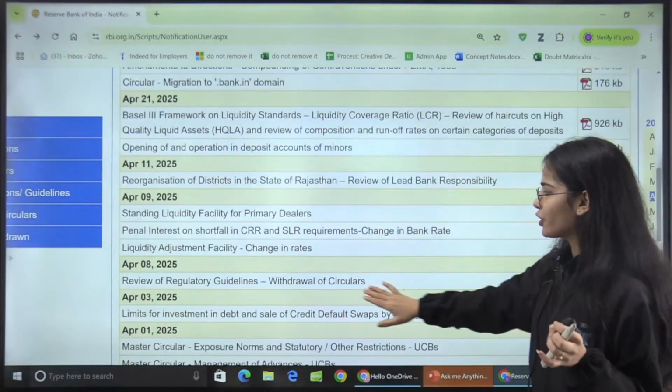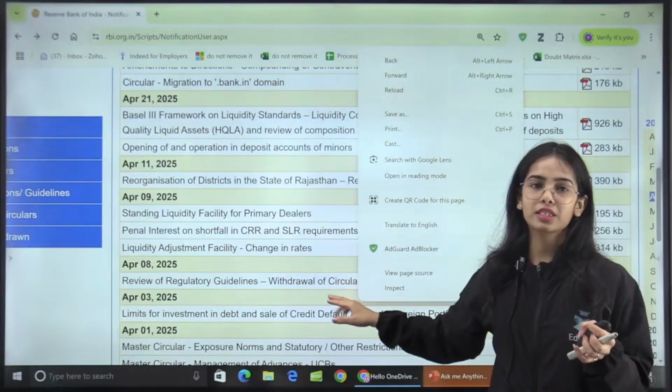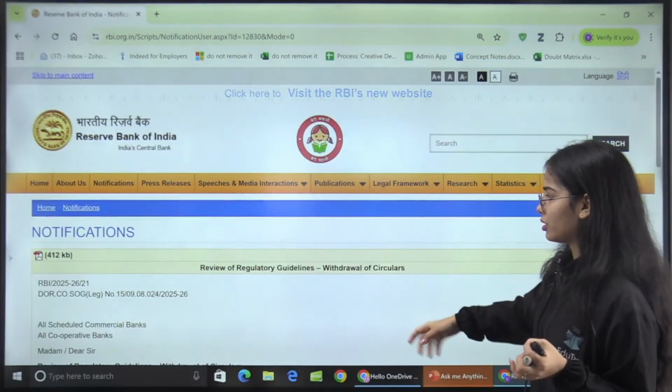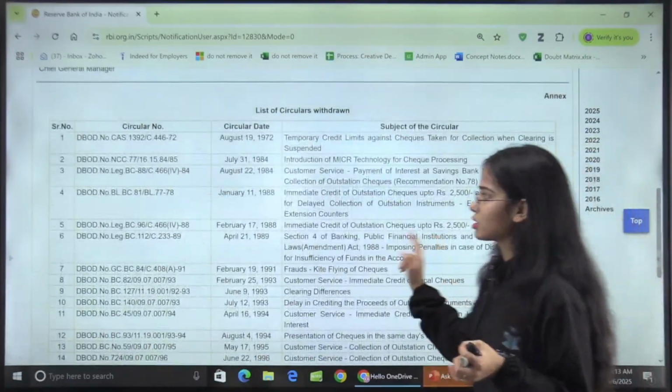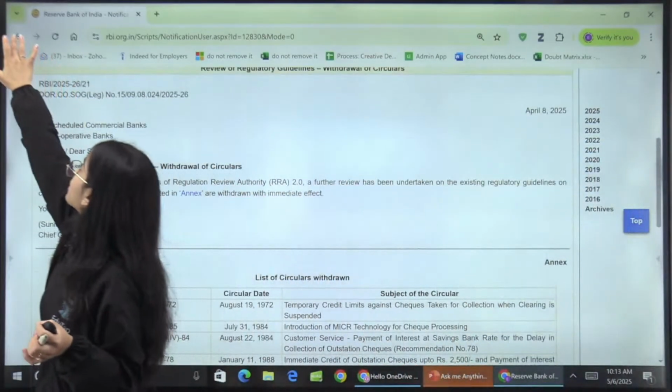Then coming to the withdrawal of circulars, this is not required. It is just told which circulars are withdrawn. Of course you cannot remember all of this, neither is it required, so this is not required.